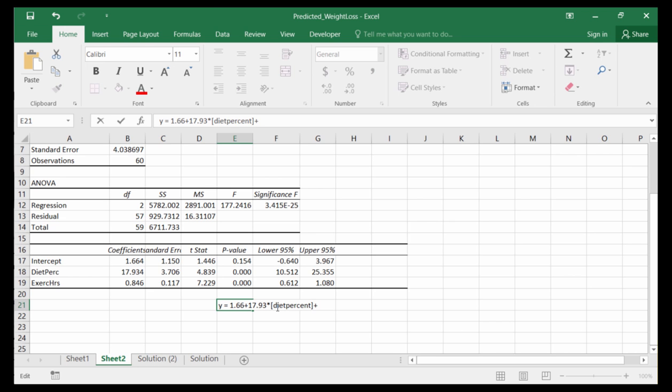plus this value, 0.0846, multiplied by the exercise hours that an individual has. And so this is basically our regression model, our linear model, that will let us predict what the predicted weight or the predicted weight loss is going to be.